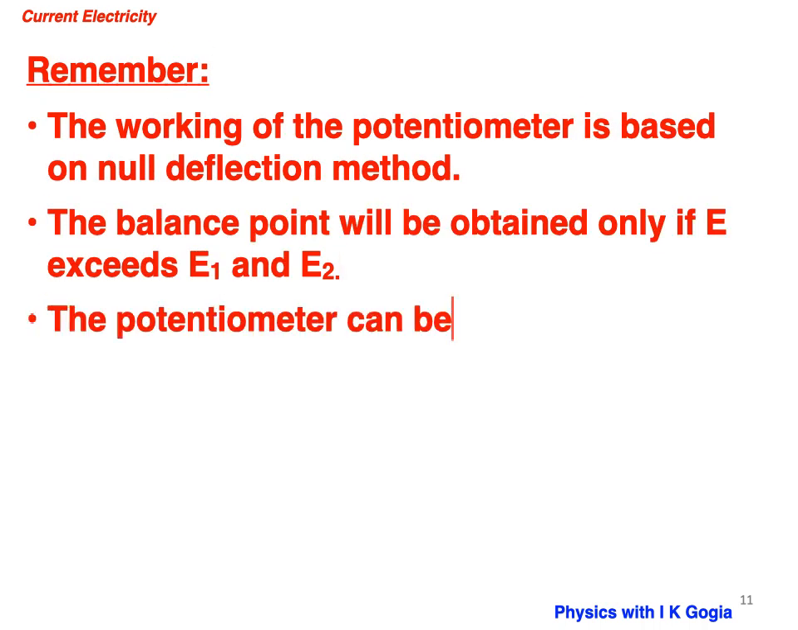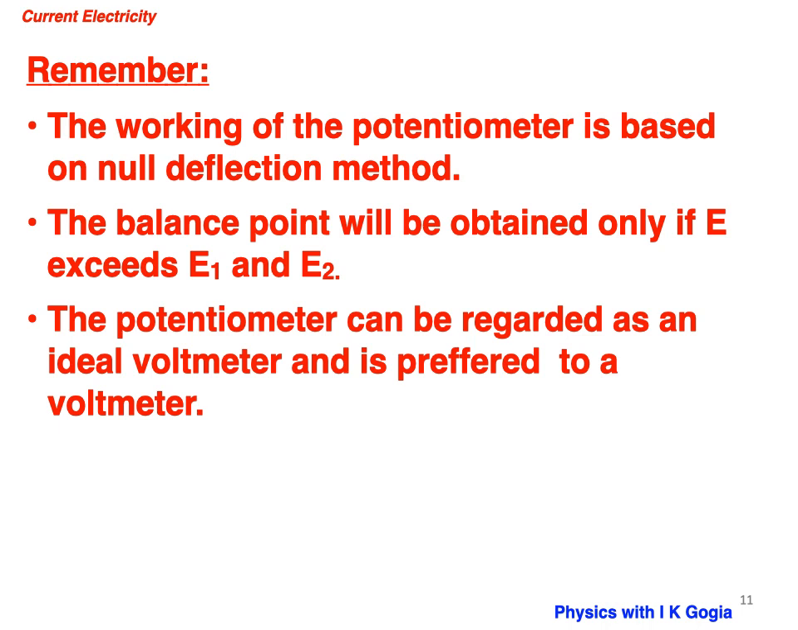There are a few points which are very important when you are using the potentiometer. Remember, the working of potentiometer is based on null deflection method. The balance point will not be obtained if E is less than E1 and E2. We get the balance point only if the main circuit EMF exceeds E1 as well as E2. The potentiometer can be regarded as an ideal voltmeter, and it is preferred to a voltmeter because of point 1, that is it uses null method.